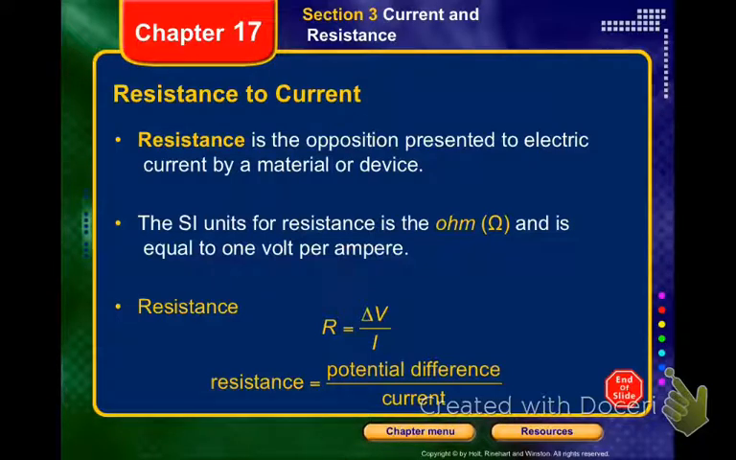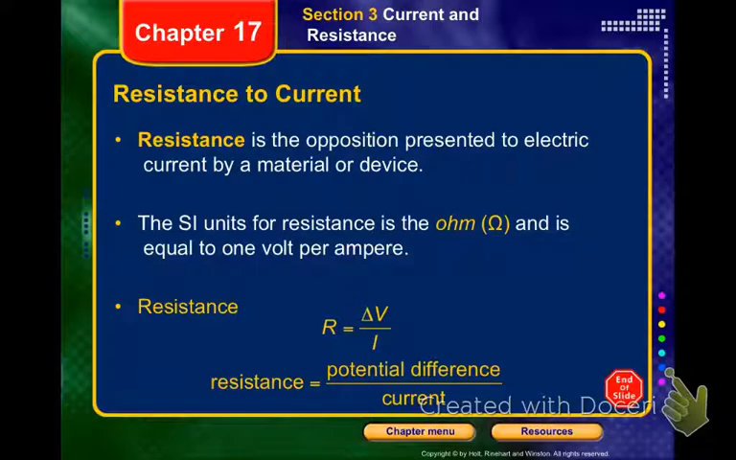So if we look at our combination of units, you've got the ohm is equal to, what is the unit for potential difference? Volts. And then for current it is amps. So volts per amp are going to be the same thing as ohms. Any questions? Okay.